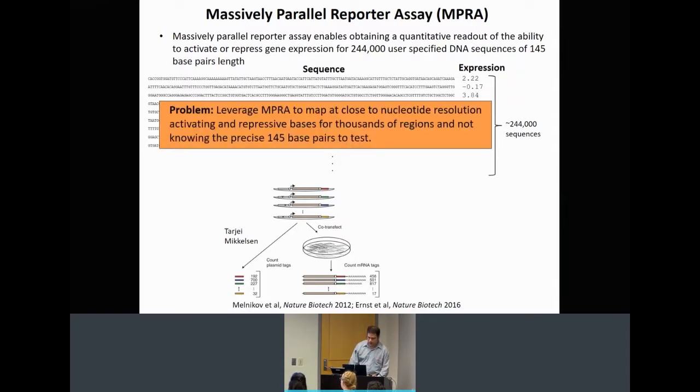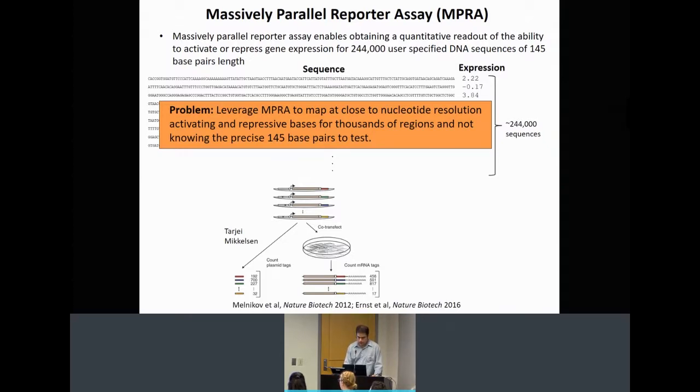So the question is, how can we leverage this technology to identify, at close to nucleotide resolution within thousands of regions, what are the activating and repressive bases, not knowing precisely which 145 base pairs to test? The challenge here is that we have a finite constraint on the number of sequences we can interrogate, and that's a limitation of what we can synthesize and then also reasonably transfect and get robust readouts on.